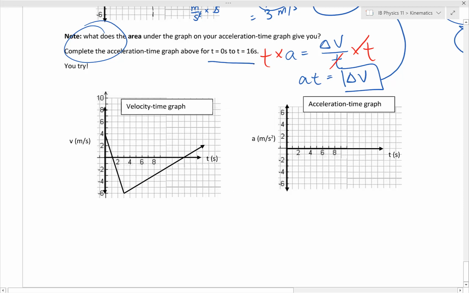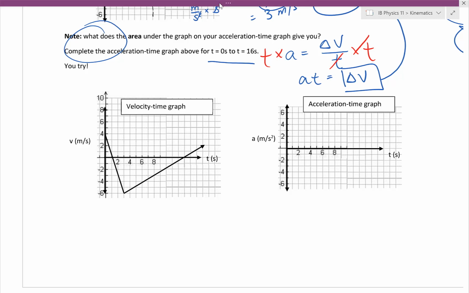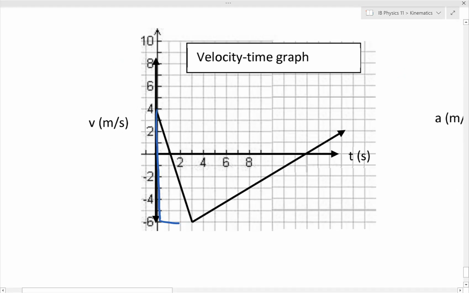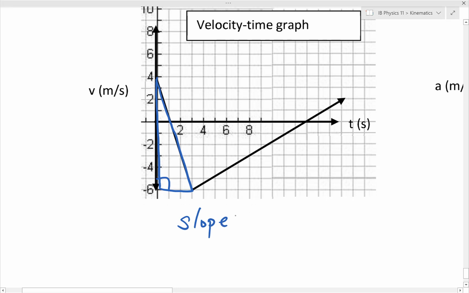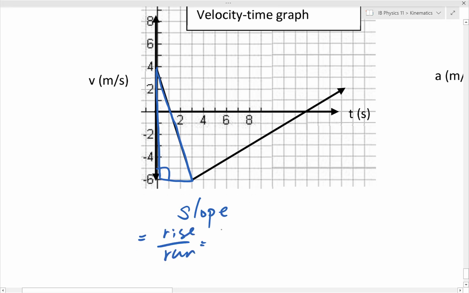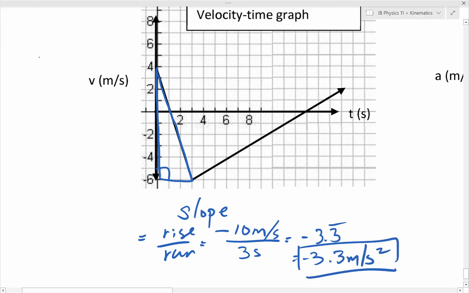Okay, now it's time for me to go over the solutions on Quick Play. Notice the graph here is broken up at the 3-second mark, so I'm just going to find the slope of the first segment first, rise over run. We're descending by 10 meters per second over 3 seconds, giving us negative 3.3 meters per second squared, rounded to 2 sig figs.